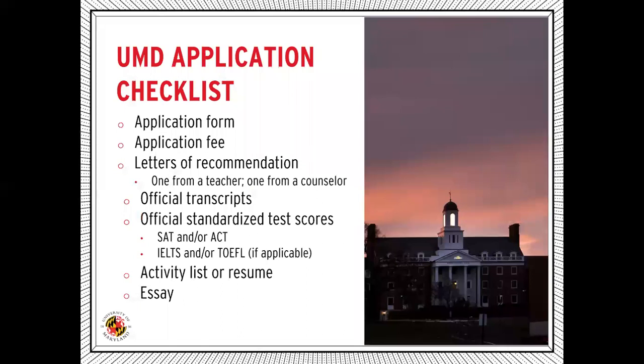Let's talk about the University of Maryland's application checklist. So first we have the application form. Keep in mind that we are on the Coalition and it usually opens the first week of August. There's an application fee of $75, and again, this can be waived through the Coalition. If you're answering the questions asking if you qualify for a fee waiver and it says that you don't, you can always email us just to check and make sure.